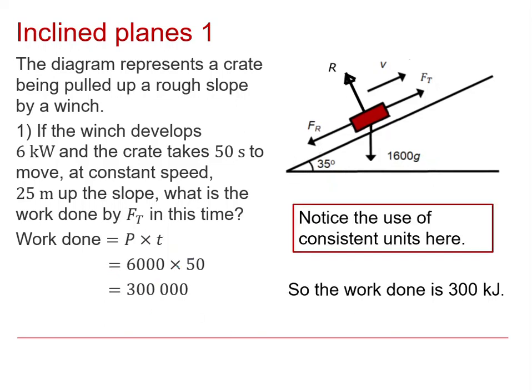So there we are, 6,000 times 50 gives the 300,000, and note the point I made about the units being made consistent before we do any calculations. So the work done, set in context, is 300 kilojoules. Notice again I've changed the units because 300,000 is far too large to quote.